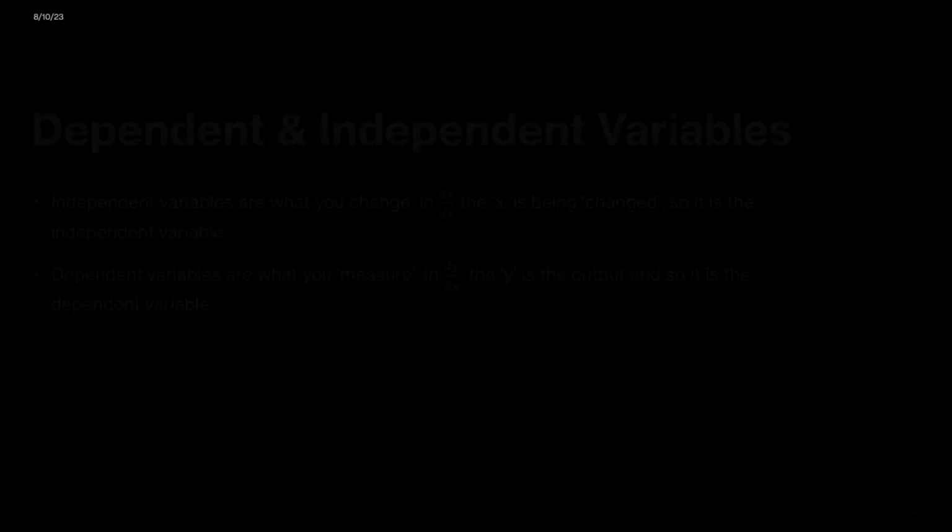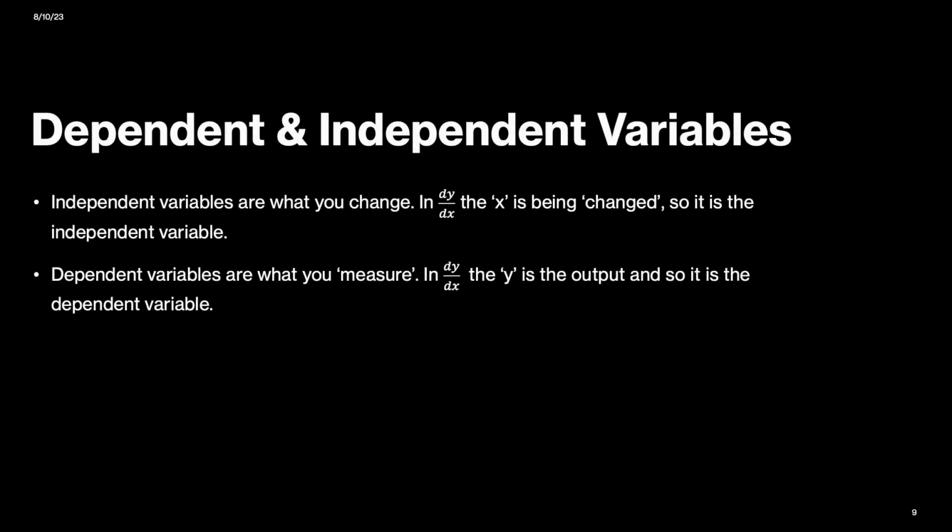Dependent and independent variables. Independent variables are what you change. In the example dy over dx, the x is being changed, so it is the independent variable. Dependent variables are what you measure. In dy dx, the y is the output, and so it would be the dependent variable. So in essence, the dependent variable is at the top and the independent variable is at the bottom.